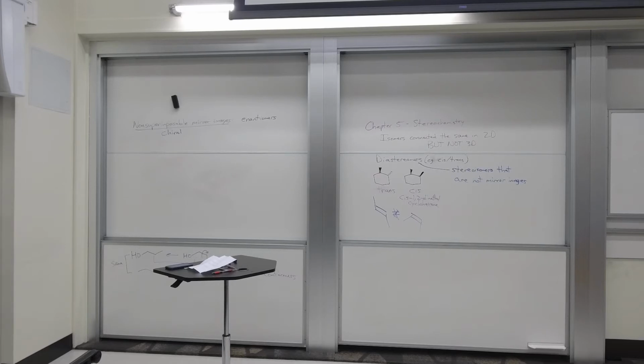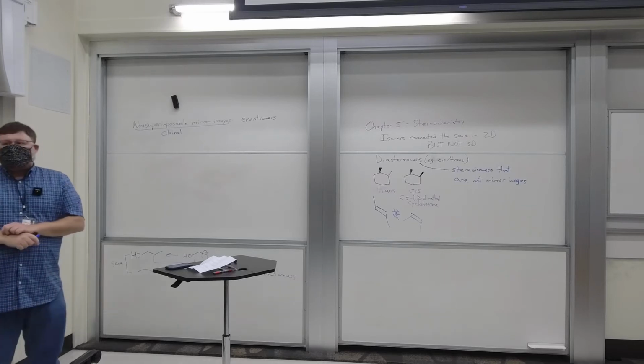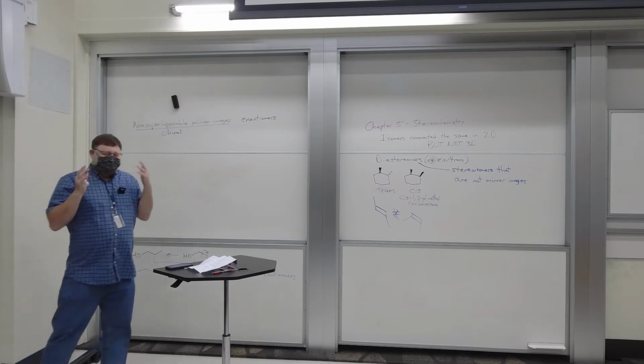Your hand. True. So if your hands are chiral, feet are chiral. In fact, all of you is chiral. You are all chiral objects.